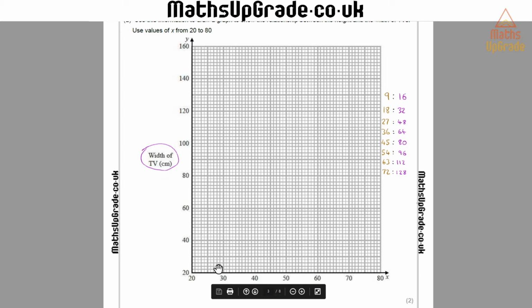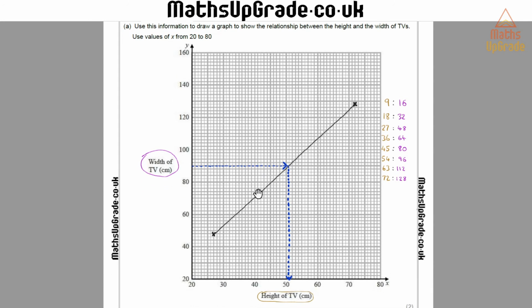So 27 across, 48 up would be somewhere around there. And then I can find another equivalent ratio, 36 to 64, plot that, 45 to 80, plot that. I can plot lots and lots of different values, and eventually I can see they all form a straight line. So this is the straight line.